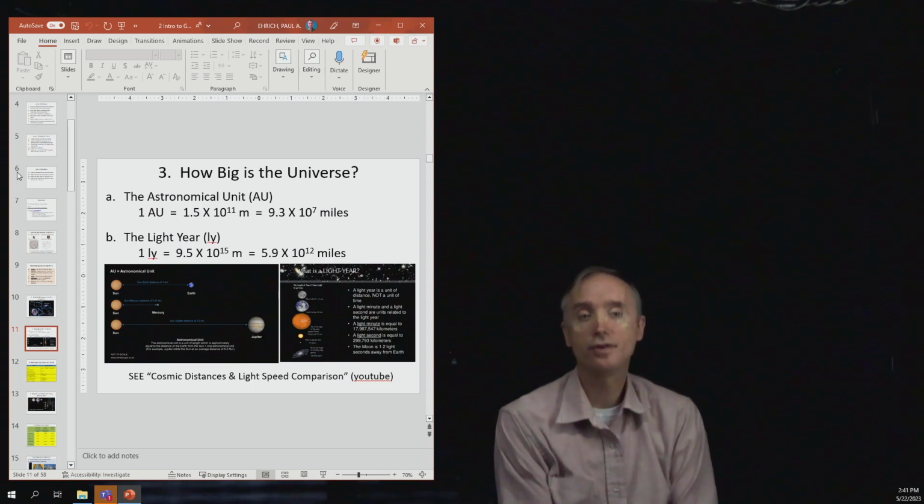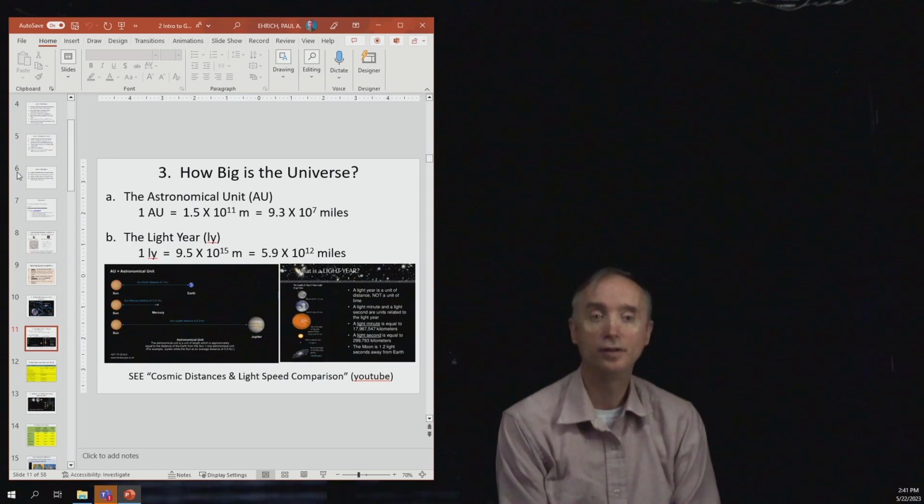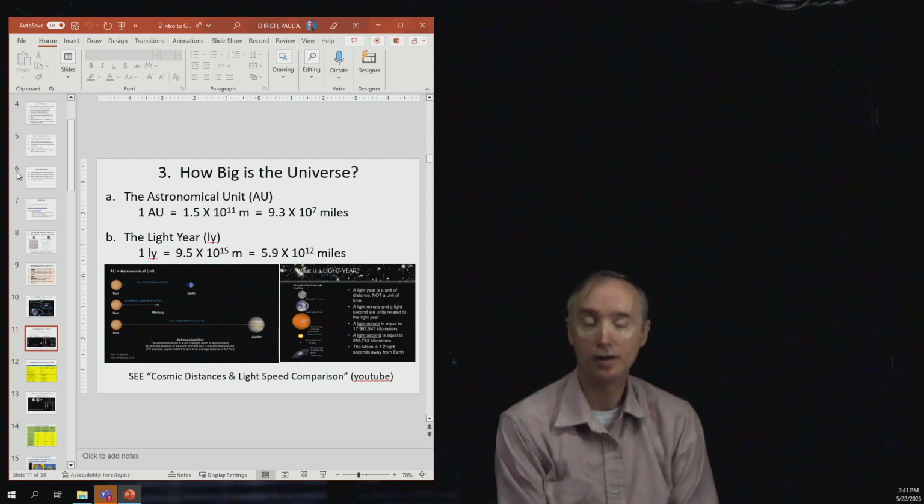But the astronomical unit is really too small of a unit when we start talking about the distances to stars. Our closest star is called Alpha Centauri, and it is, in terms of astronomical units, about 10,000 astronomical units away. So we need to switch gears, and we need to talk about light years.